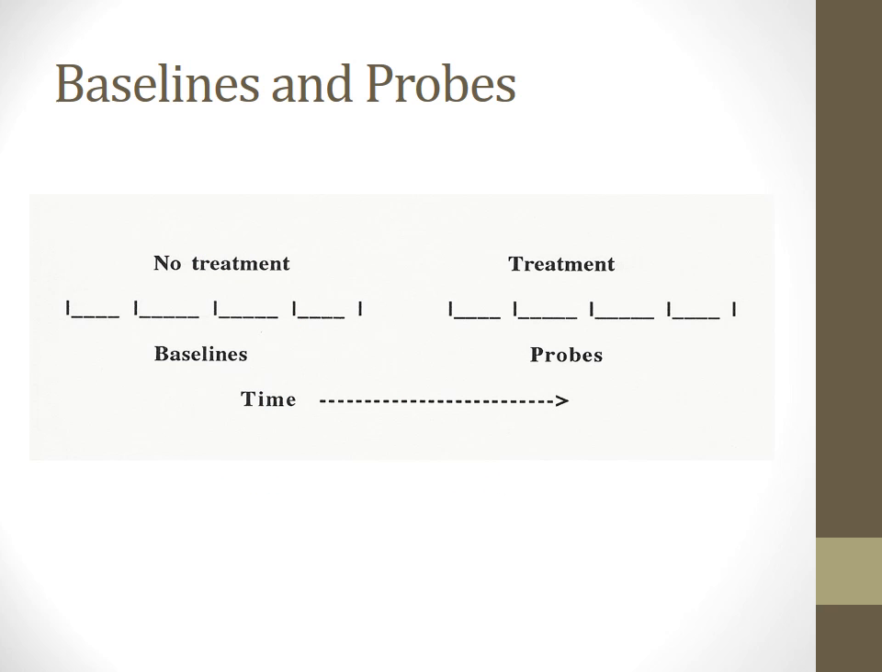This is a graphic of some of the phases in a single subject research design. Often we will have a no treatment condition and a treatment condition. In the no treatment condition, we are simply baselining the client's performance on their goals without doing any treatment. We then plot each data point on a graph of the client's performance. Eventually, we will move on to a treatment phase, and we'll continue to take data on the client's goals, which we will call probes. So you can think of single subject designs as being a series of baselines and probes collected over time and plotted on a graph.